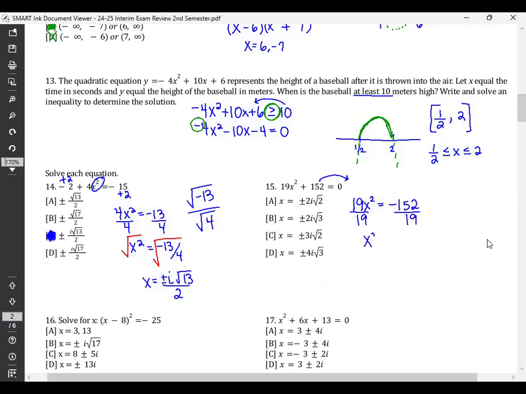Now for this problem, again, always check your fraction. Like on the one before, 4 does not go into 13, so I left it as 13 over 4. But for this question, 19 divides into 152 evenly. It will give me negative 8. So if you can get a whole number, great. If not, leave it as a fraction. Now I'll do my square rooting.